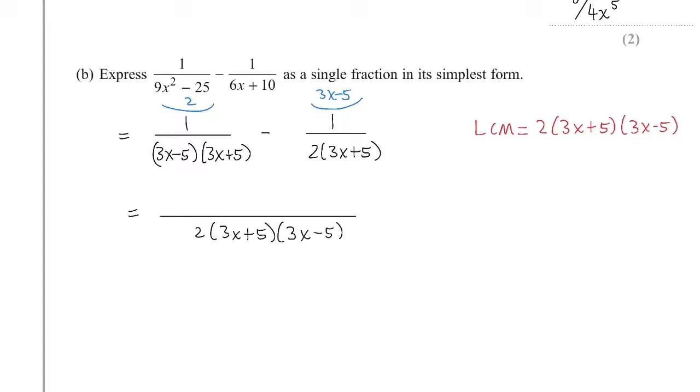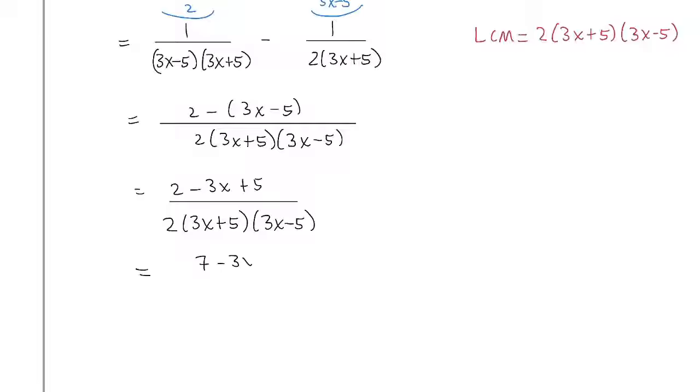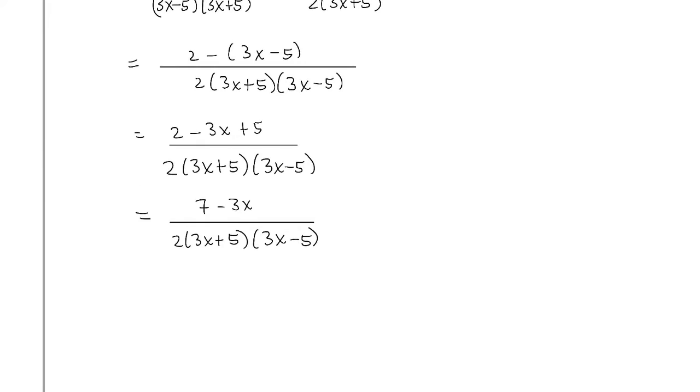And in the numerator, you have 2 minus brackets 3x minus 5. It is crucial to use the brackets here to avoid a mix up with the signs. So this is 2 minus 3x plus 5 over 2 brackets 3x plus 5, 3x minus 5, which is 7 minus 3x over 2 brackets 3x plus 5, 3x minus 5. That will be our final answer for this part of the question.